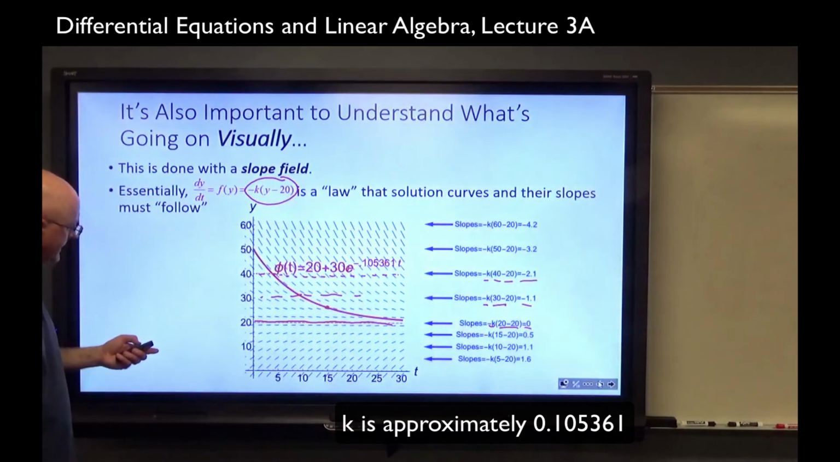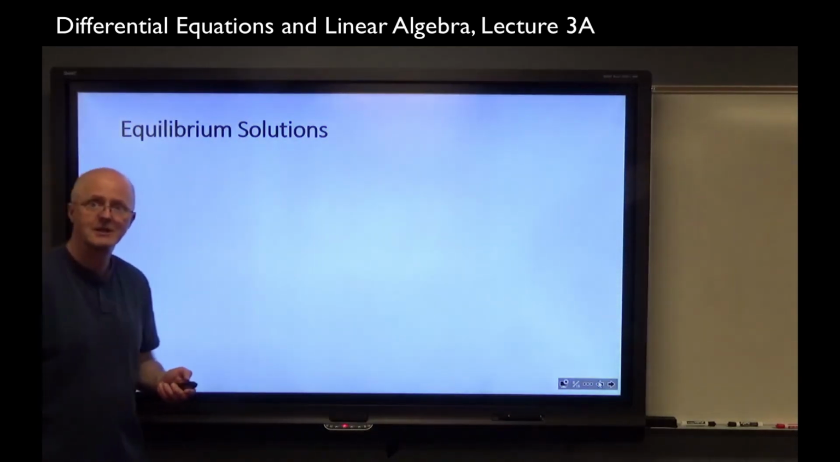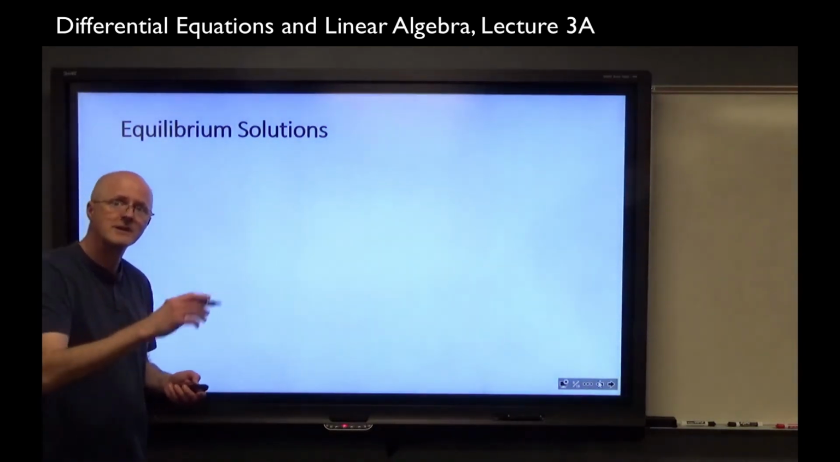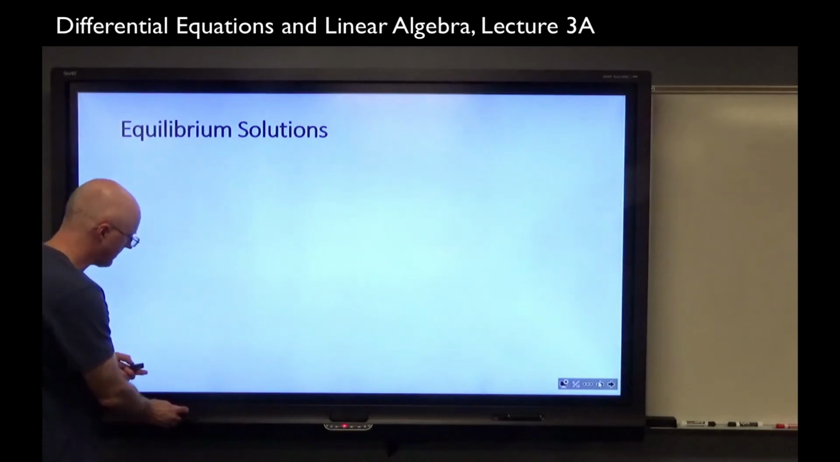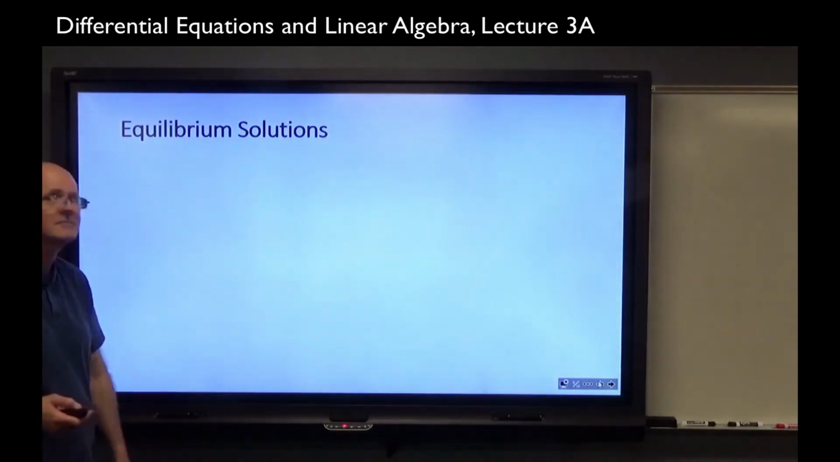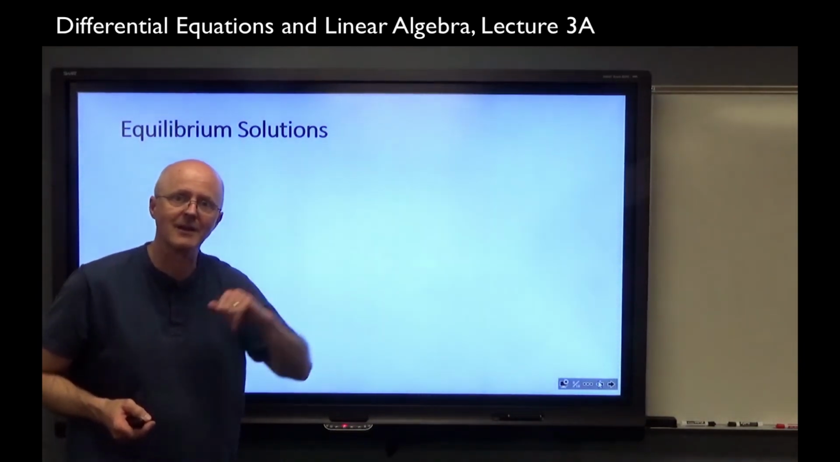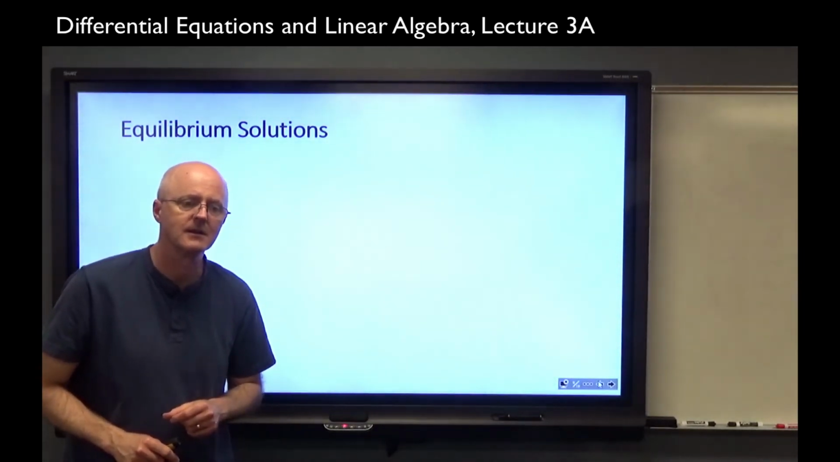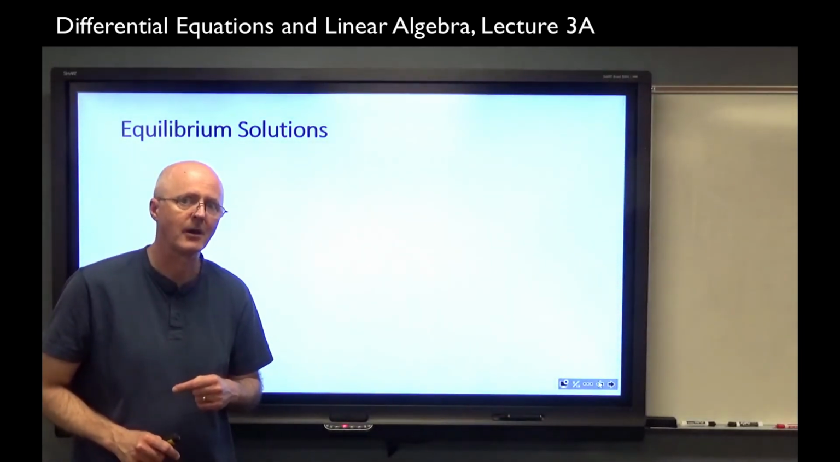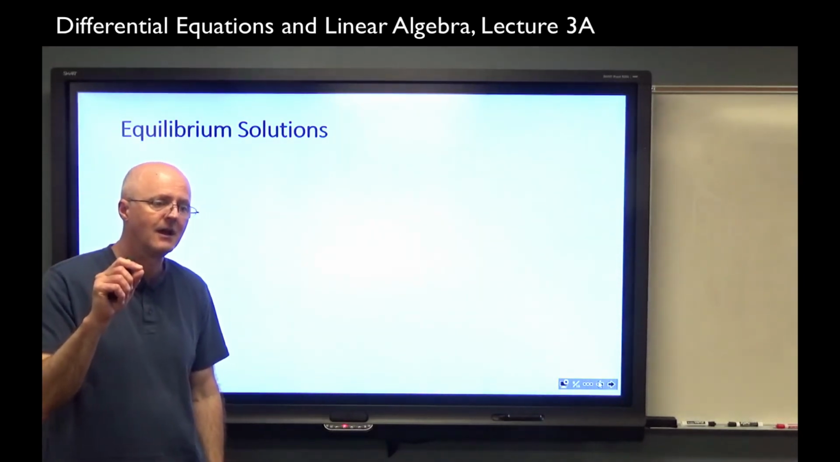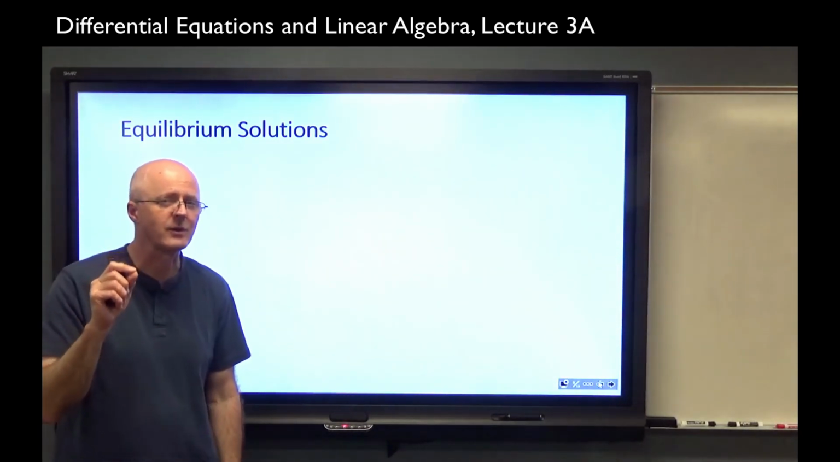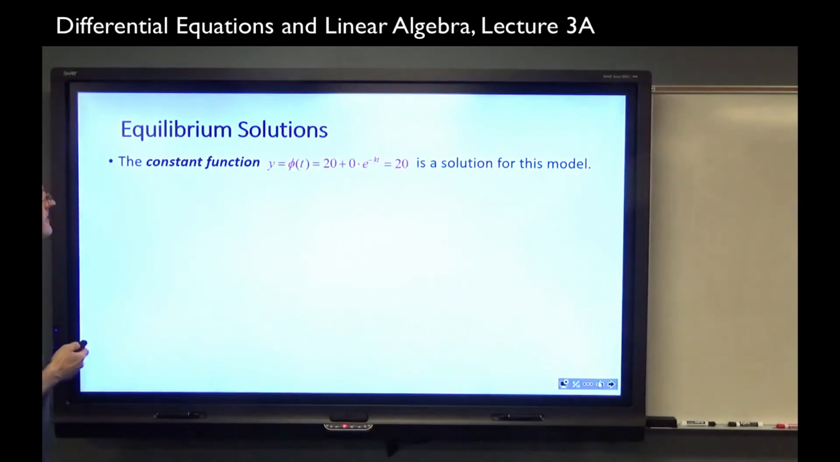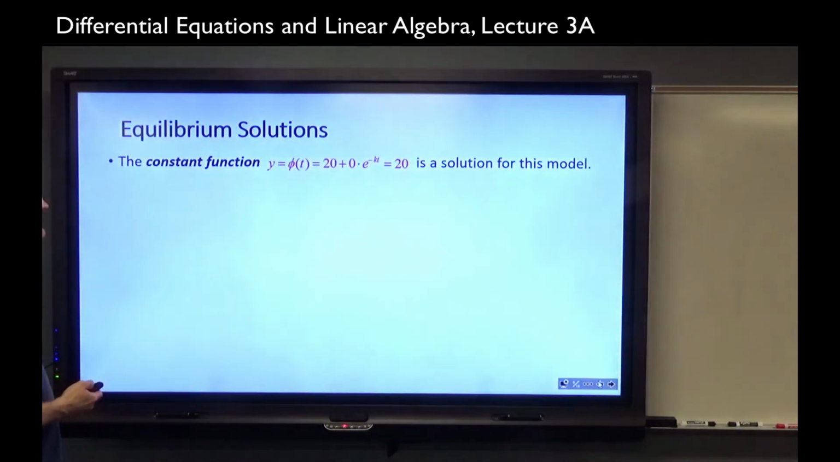Okay, I'll let you think about that. Here's our last slide for lecture A. That horizontal line has a special name. It's called an equilibrium solution. Equilibrium solutions are horizontal lines in one dimension and points in higher dimensions. We talked about that before. Parametric curves that are constant are called equilibrium solutions, and they're really important. This constant function, when c is 0, phi of t is always 20, is a solution for this model.